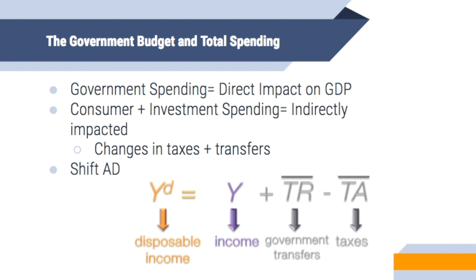Consumer and investment spending are indirectly impacted too, because disposable income, or the total income households have to consume, is the total income received from wages, dividends, interest, and rent, minus taxes plus government transfers, as shown in the equation below. Thus, if we look at the equation, an increase in taxes or a decrease in government transfers decreases the amount of disposable income. And when the DI falls, DI as in disposable income, ceteris paribus, consumer spending falls.